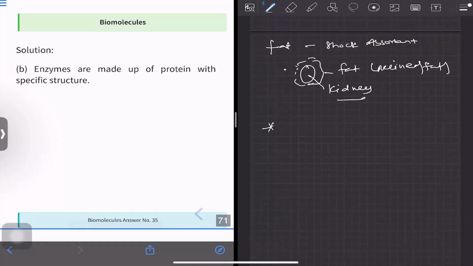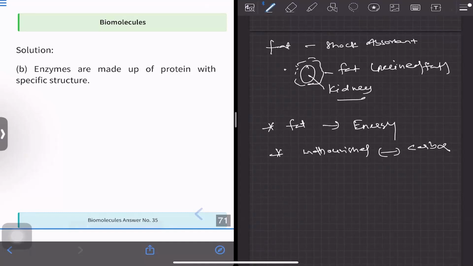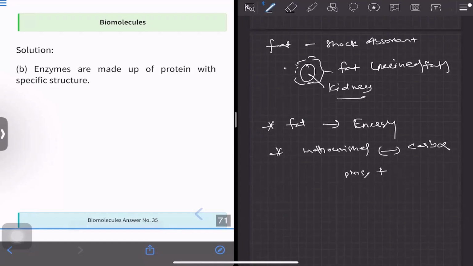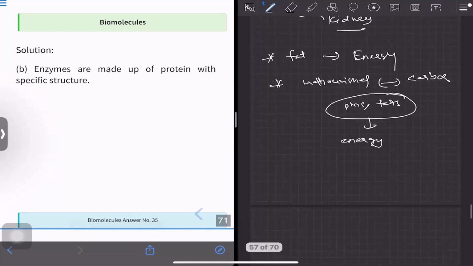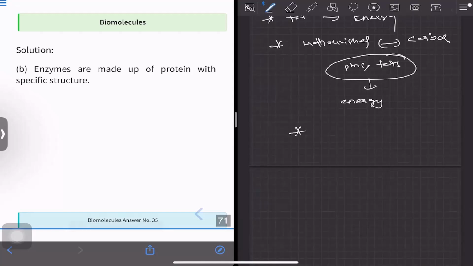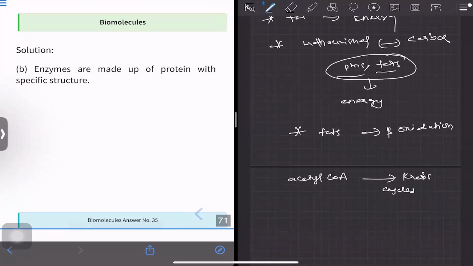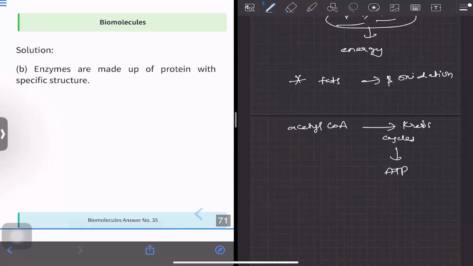Next one, how fat produces energy. For example, in a malnourished person, who is not provided with carbs, protein and fat come into play for providing energy. How do protein and fat provide energy? Fat undergoes beta oxidation. Then it produces acetyl coenzyme A. Acetyl coenzyme A enters the Krebs cycle. In the Krebs cycle, it yields ATP.